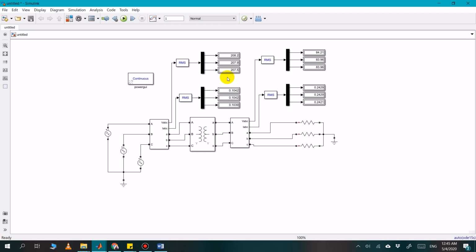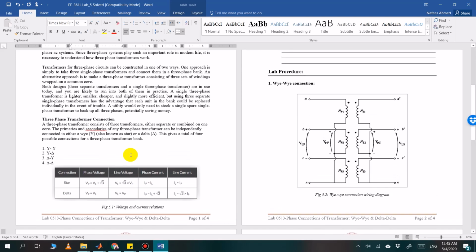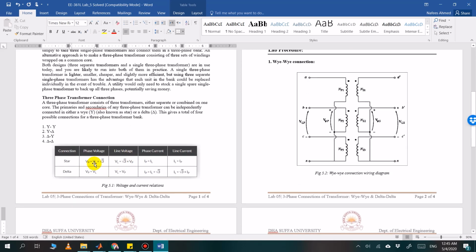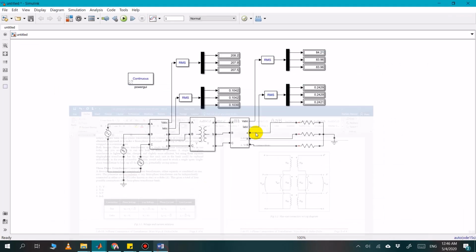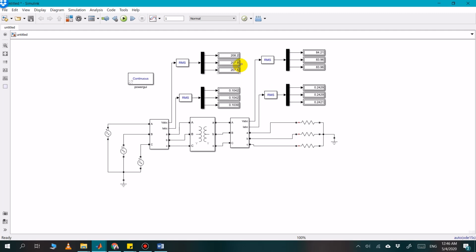This is exactly what you will get if you multiply the phase voltage by root 3, you will get the line voltage. So if you multiply 120 volts by root 3, you will get exactly this voltage, that is 208 volts. On the other hand, the currents are the same. There is no change in the currents, there is only change in voltages. So this proves the theory behind the Y connection.